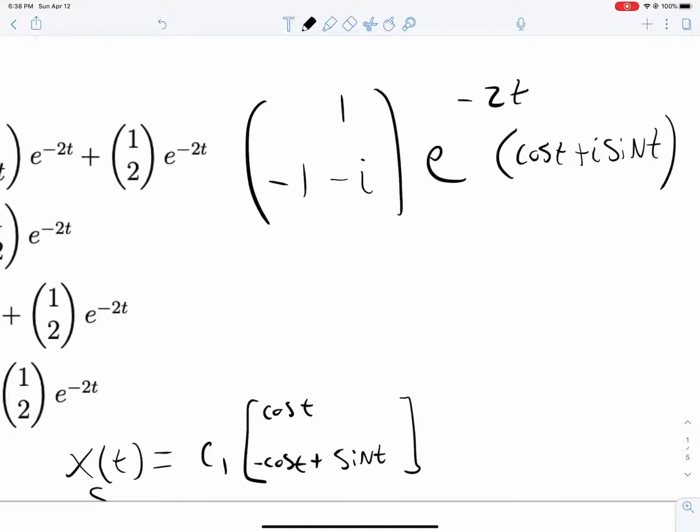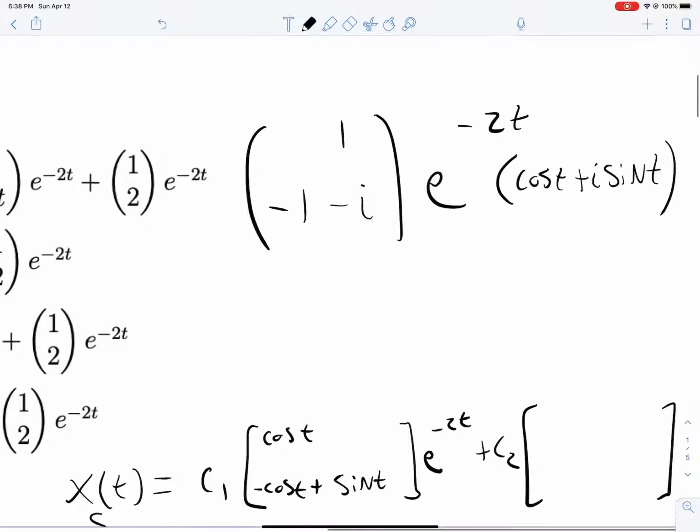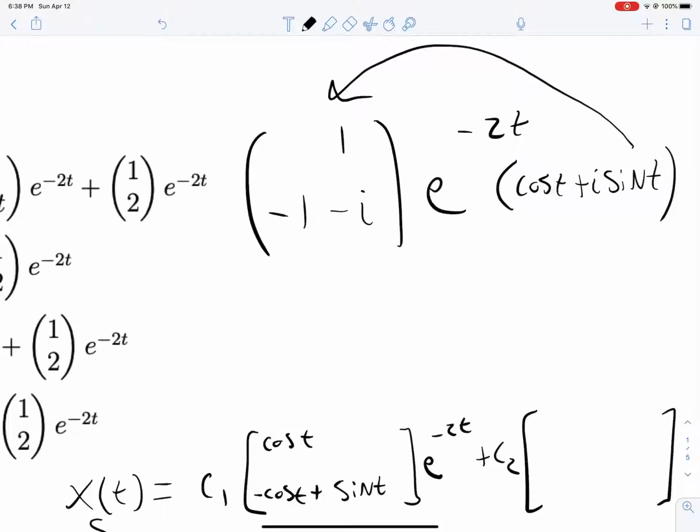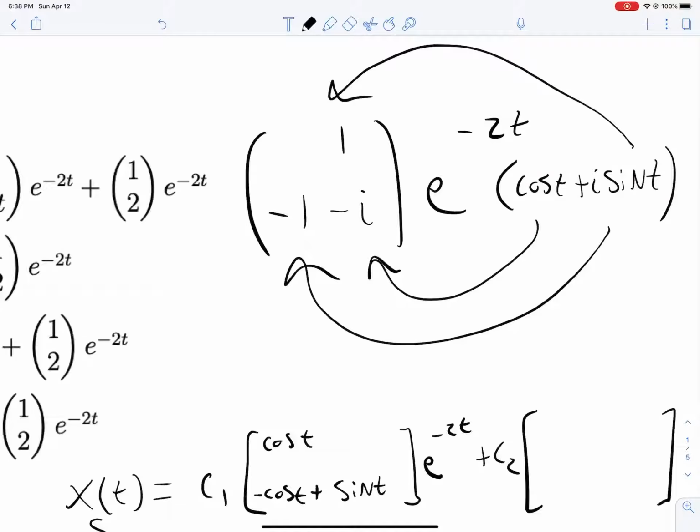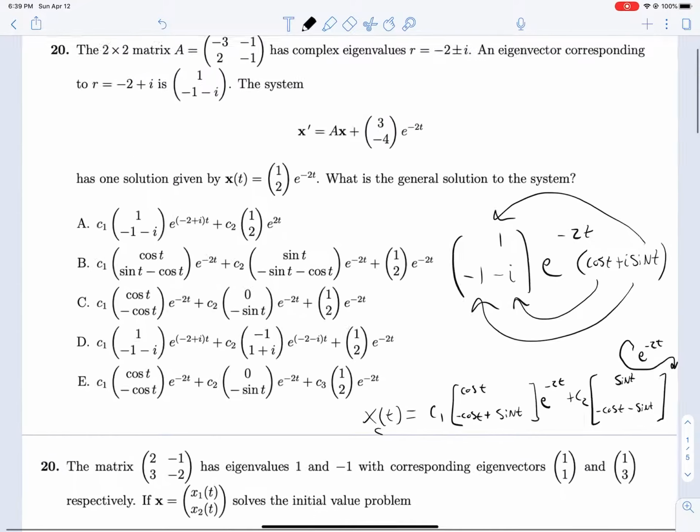Cosine of t on top, and then on the bottom minus cosine of t plus sine t, because we'll have -i squared sine t, which is positive sine t, e to the -2t, plus c2 times the imaginary part minus the i. We'll get imaginary values when sine is multiplied on top, cosine is multiplied to the i on the bottom, and sine is multiplied to the -1 on the bottom. So that gives us sine t up top, negative cosine t, and negative sine t, and e to the -2t has to be in there somewhere.